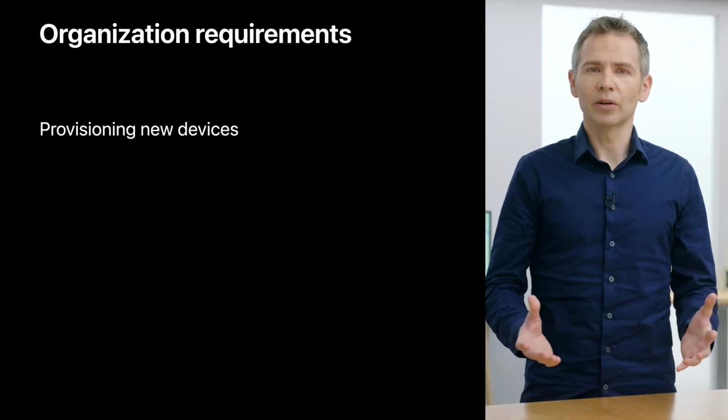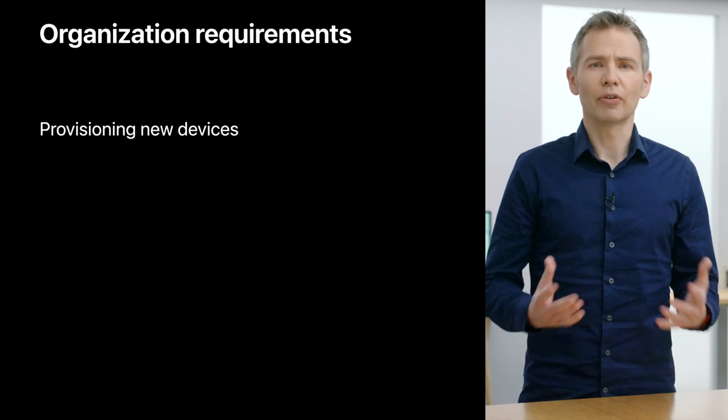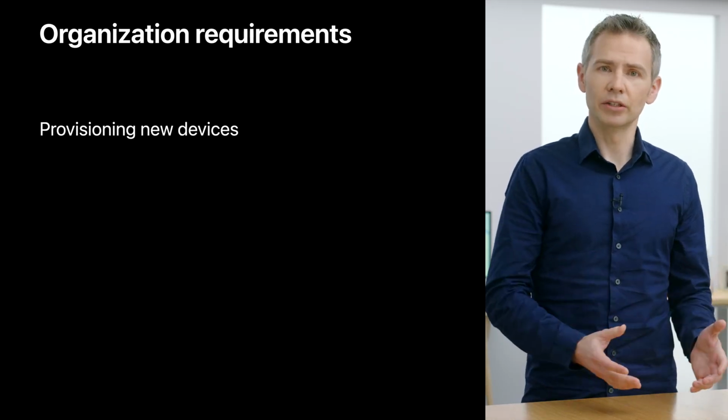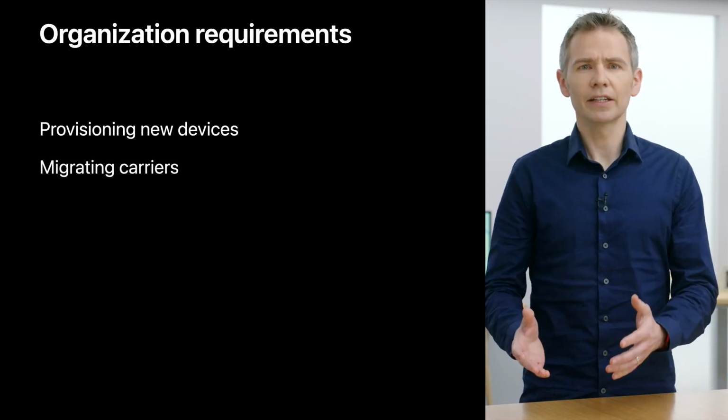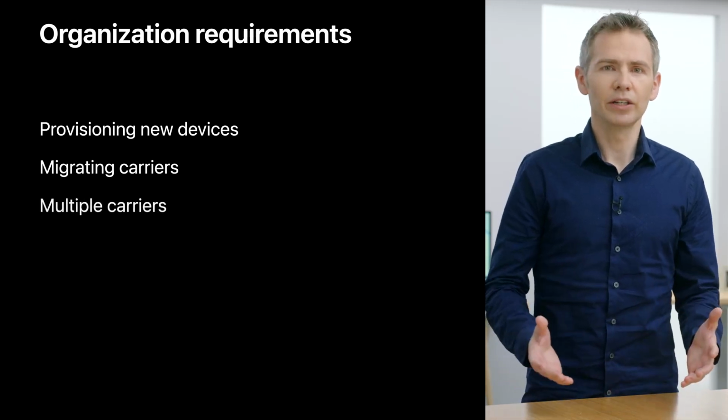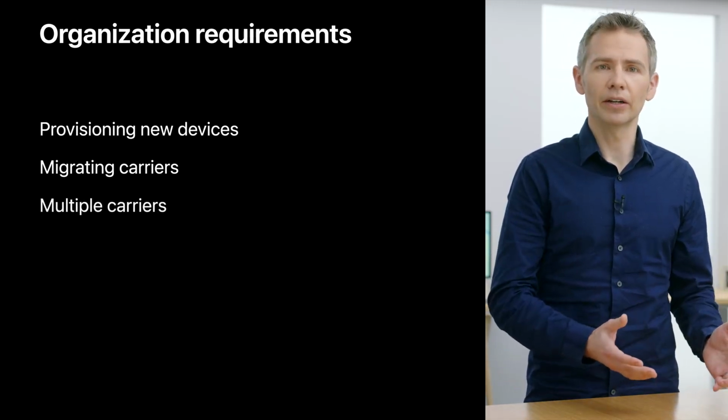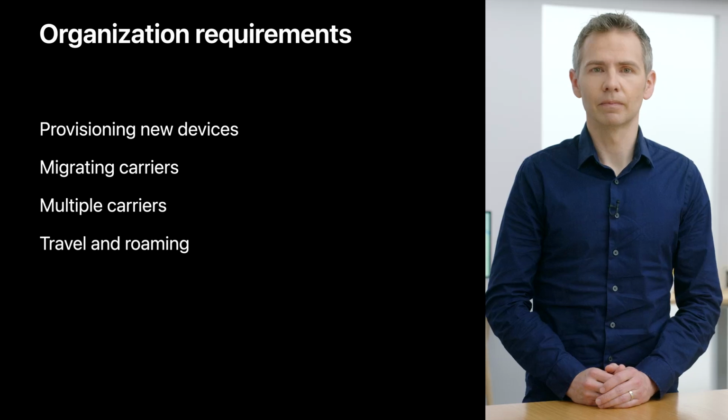When we talk to organizations using eSIM, some of the primary tasks they are doing are provisioning new devices, migrating devices between carriers, and supporting users with requirements such as multiple carriers or traveling and roaming. To accomplish these goals, they need to query data from enrolled devices and provide that data to carriers. And second, they need the ability to install an eSIM on a device. Let's begin by discussing the device query and carrier data requirements.